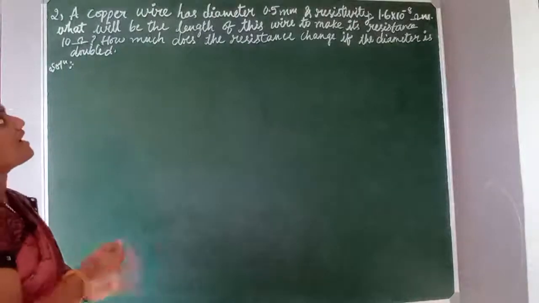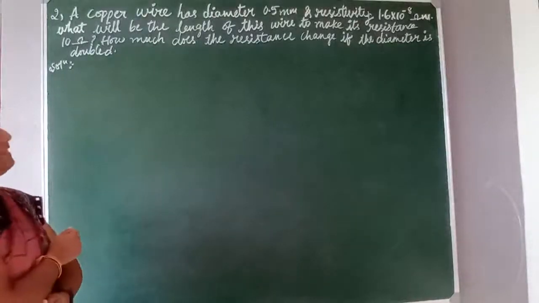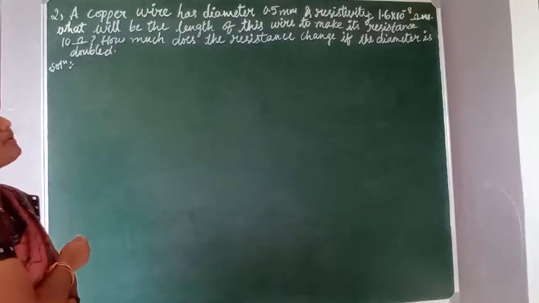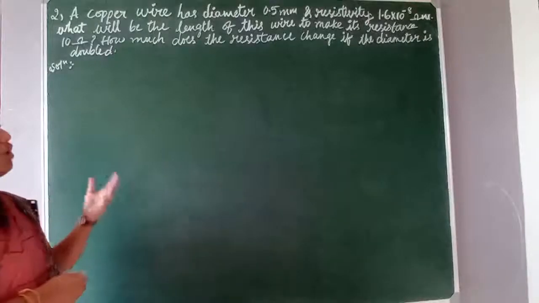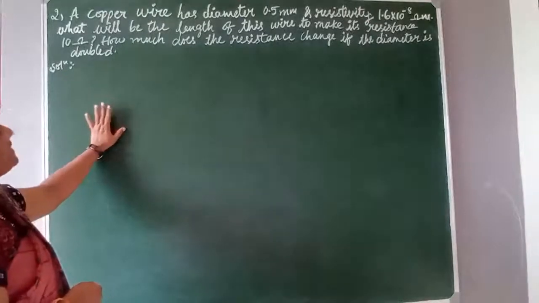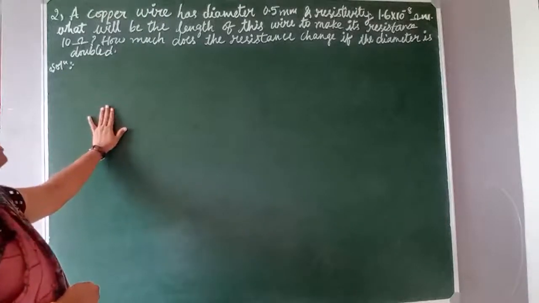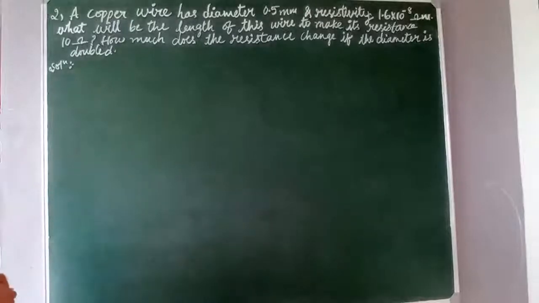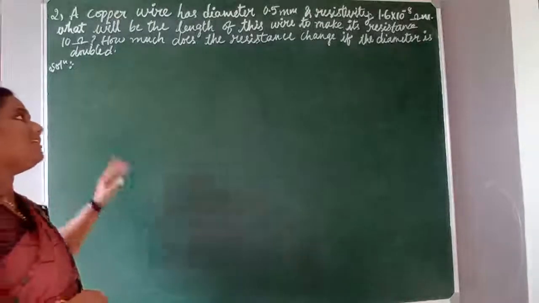A copper wire has a diameter 0.5 millimeter and resistivity 1.6 into 10 to the power of minus 8 ohmmeter. What will be the length of this wire to make its resistance such that it should have 10 ohms? How much does the resistance change if the diameter is doubled? It also consists of what?